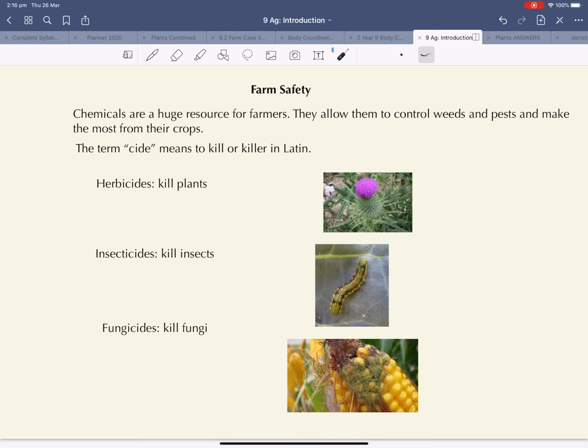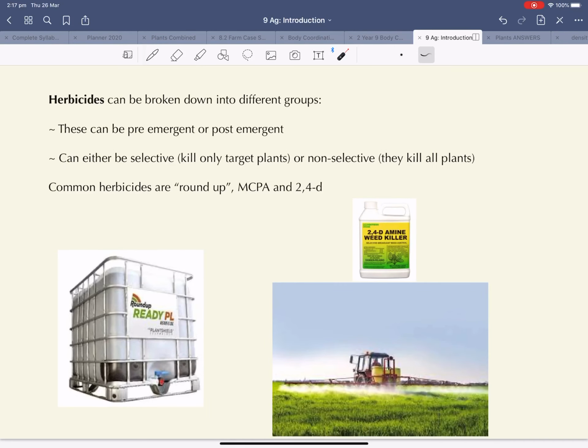Insecticides kill insects. So I've put up a diagram here. This is a Heliothis grub. So that's actually a grub that has a moth as its adult part of its life cycle. Then below it we have the corn cob, and we can see a little bit of fungi damage up the end of the cob of corn. That can actually sometimes be introduced from the grub above it. That's one of the issues that they have there.